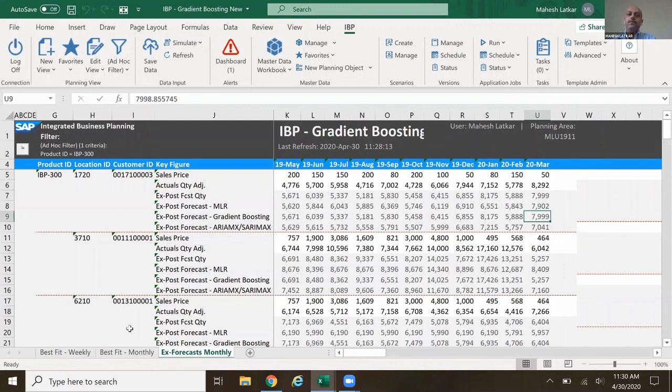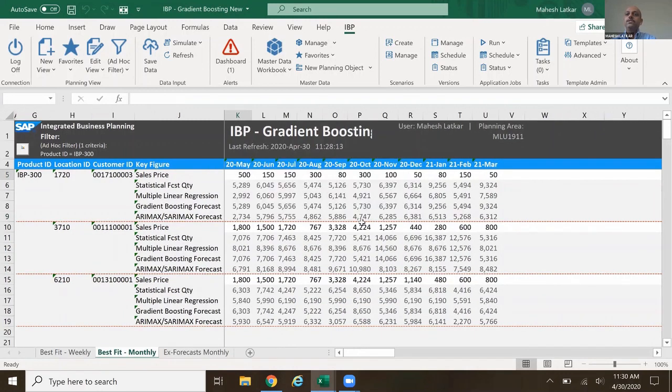And next we'll talk about this forecast. So this is for the future horizon, maybe next 1 year. And here we also maintain sales price for the future horizon. And the statistical forecast quantity is your final output, the forecast quantities. We also had these three forecast models, and you can look at the result for the forecast quantities. So here also it has chosen gradient boosting forecast as the best fit.